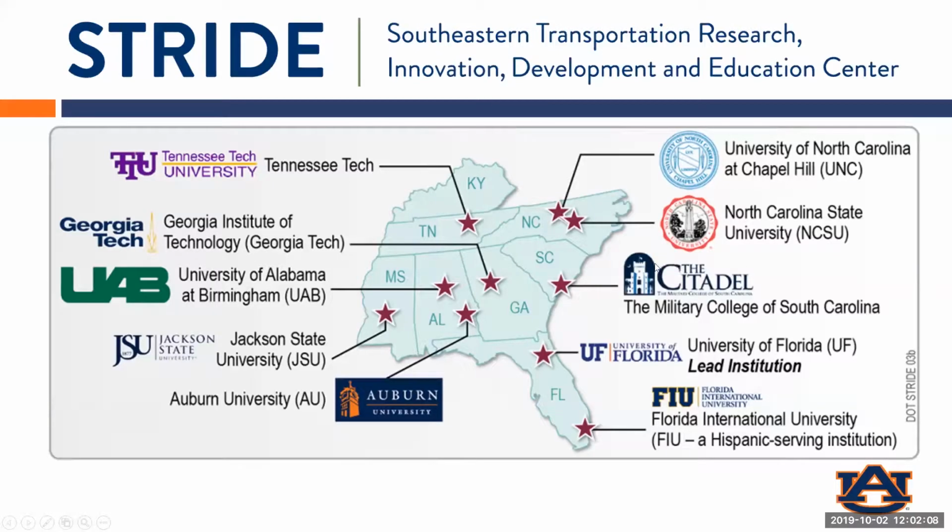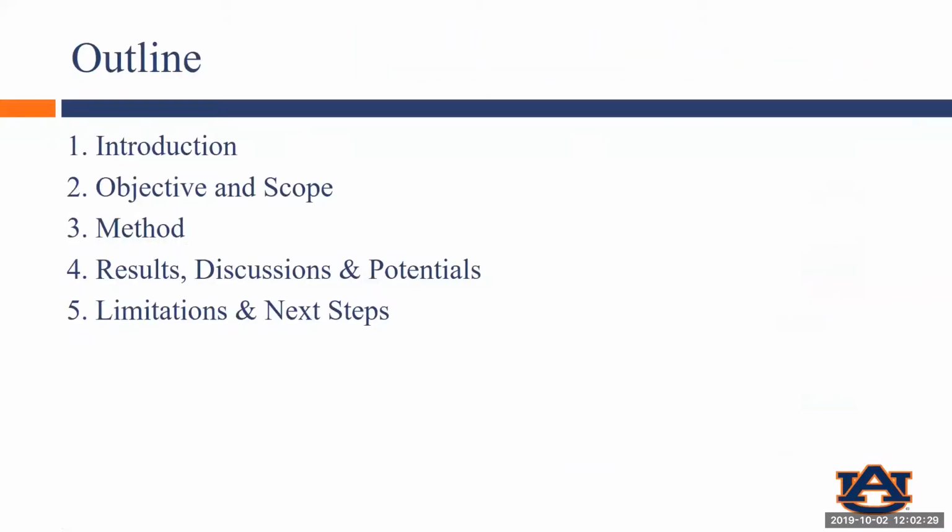Auburn University is part of Stride, the Southeastern Transportation Research Center, the regional UTC, Region 4 UTC. There are 10 universities in Region 4. This is the outline for my presentation. I'm going to give an introduction first, then the research problem, objectives and scope, then methodology. Finally, the results, and a discussion of next steps and limitations.